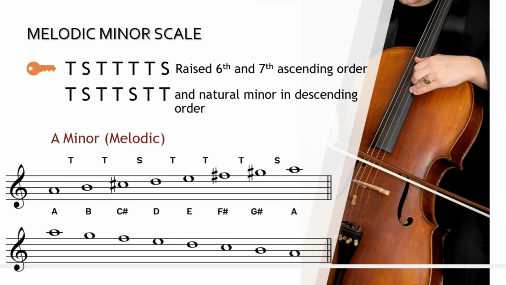So we are going to listen to the scale of the A minor melodic and see how the effect of raising the sixth this time and the seventh affects the ascending order, and neutralizing it when you are coming down in the descending order.